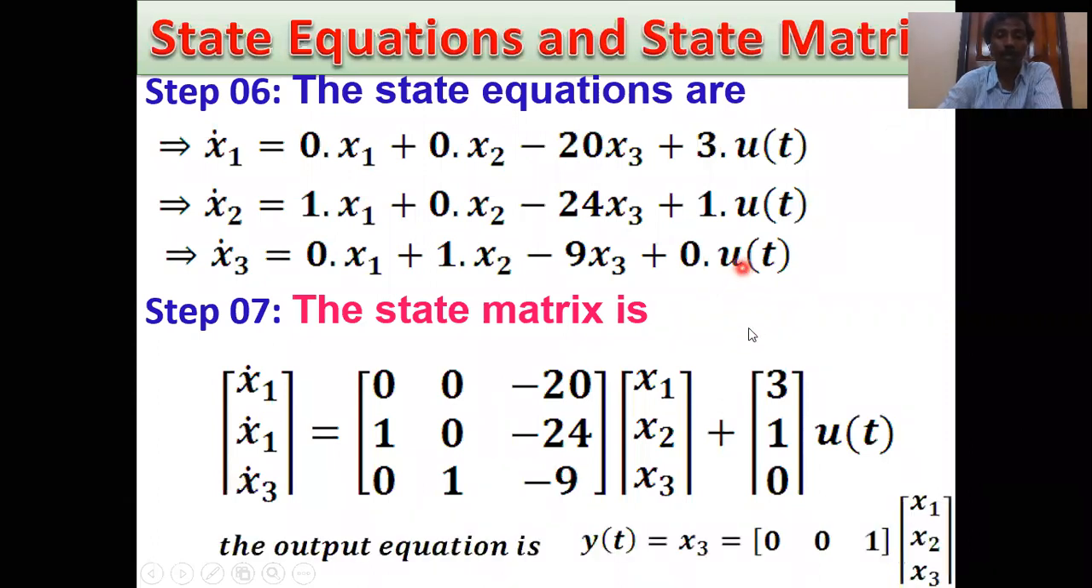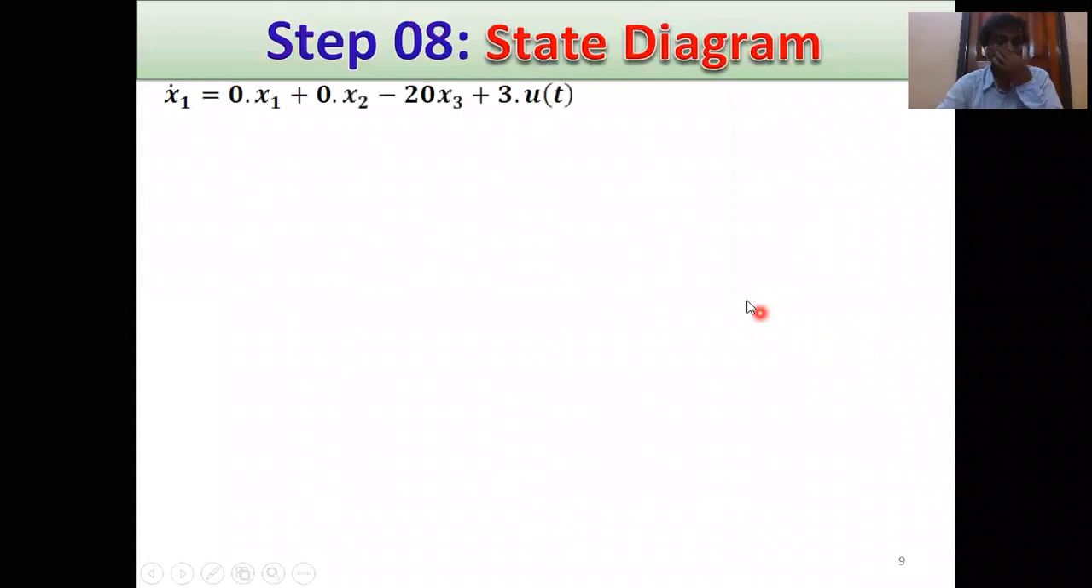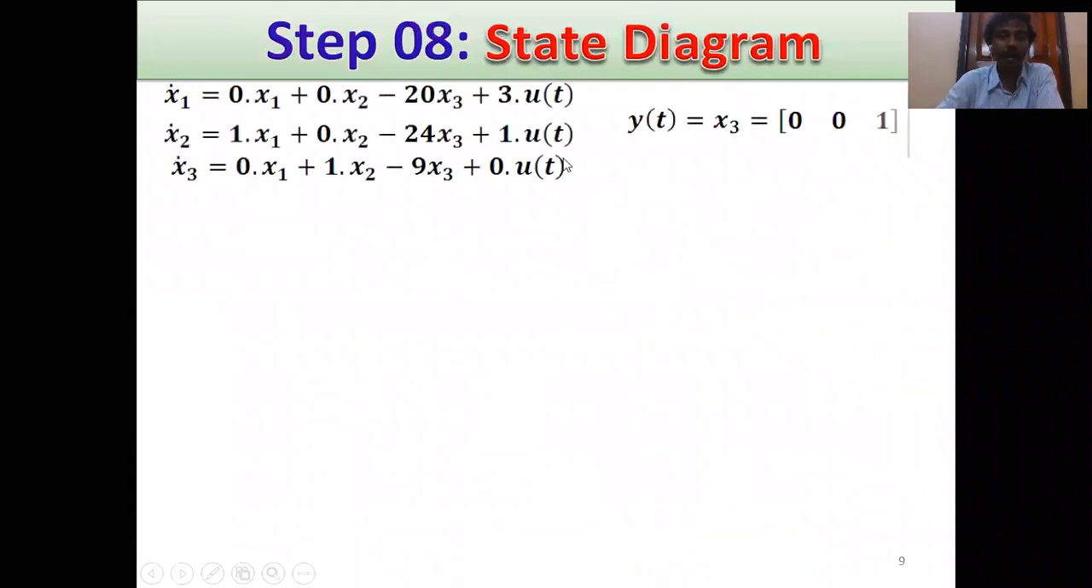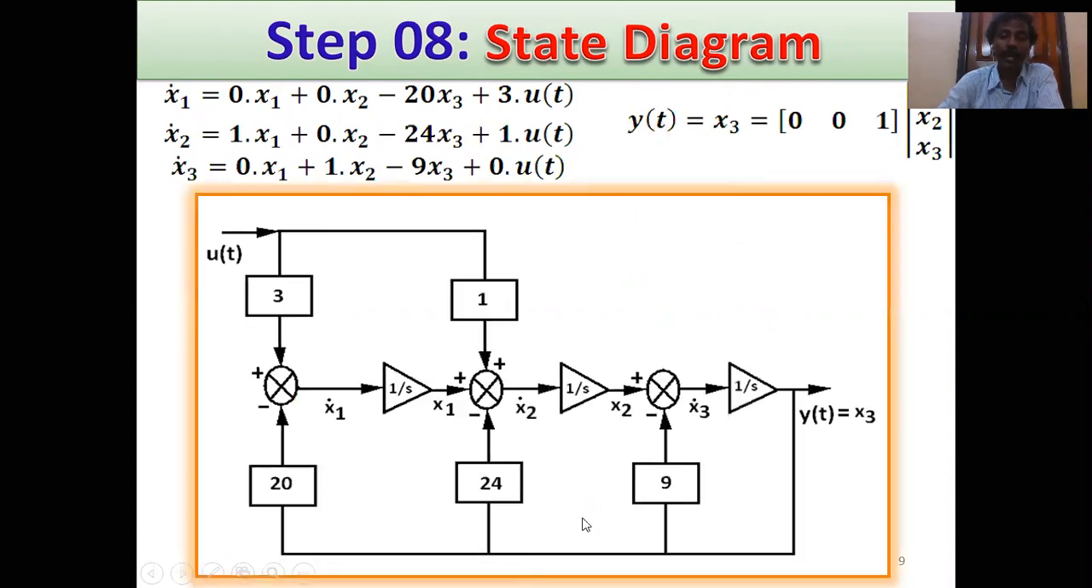The output equation is y(t) equals what? y(t) equals only x3. So 0, 0, 1 multiplying x1, x2, x3 gives x3, so y(t) equals the output x3. And the state diagram: what is the state diagram? From equations 1, 2, 3 and the output equation, this is the state diagram.